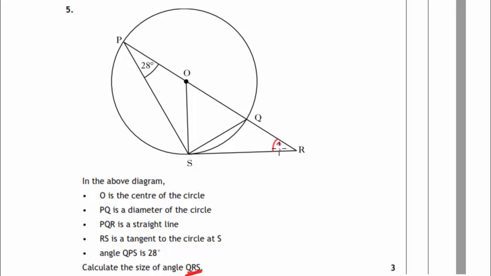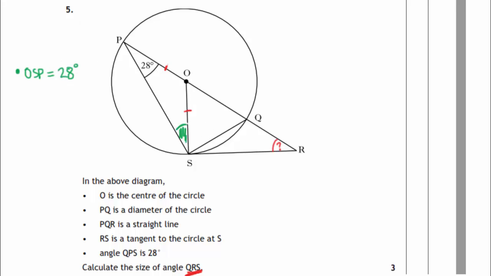That's what we're looking for here. Now, if we have a look at this wee triangle, POS, this is an isosceles because two of the sides are actually radii of the circle. So what we know with that is two of the angles are the same. So this angle, OSP, also equals 28 degrees.